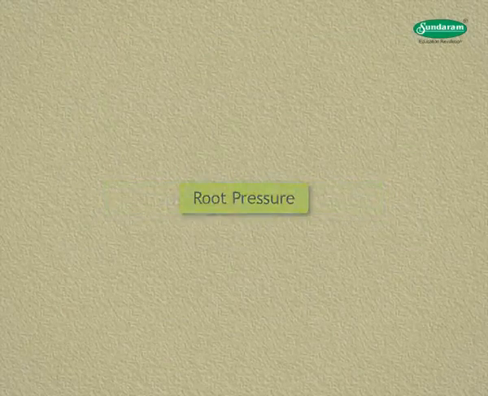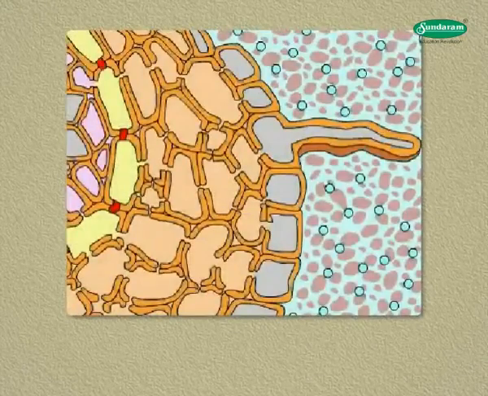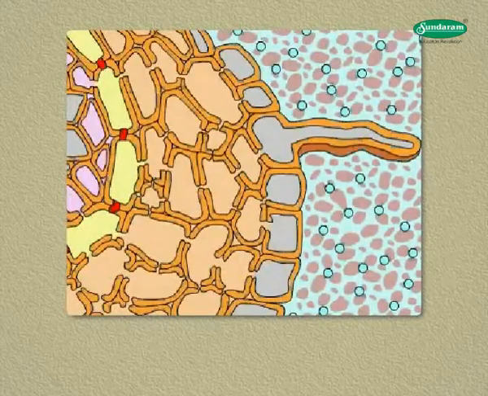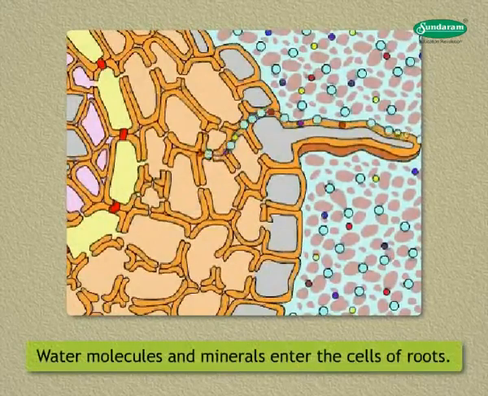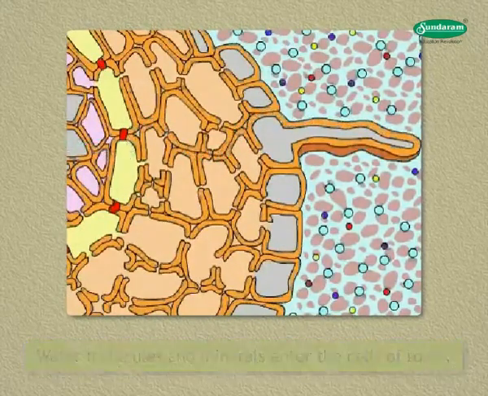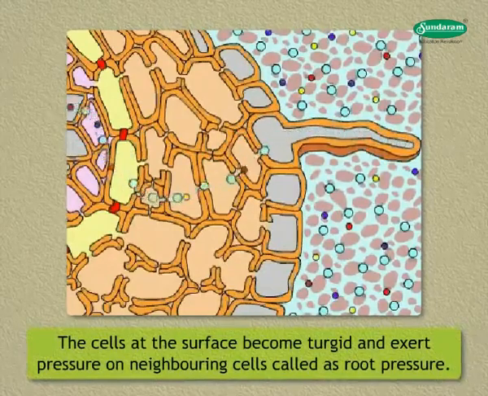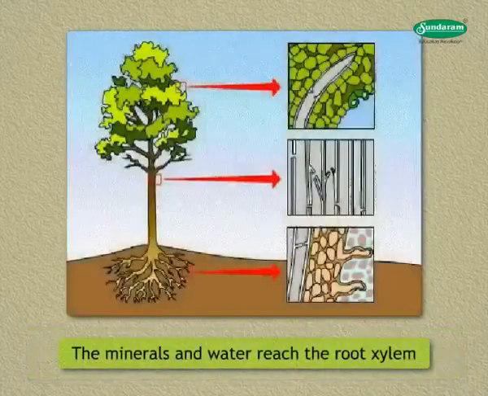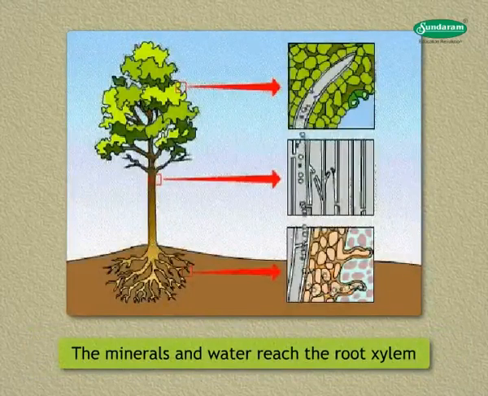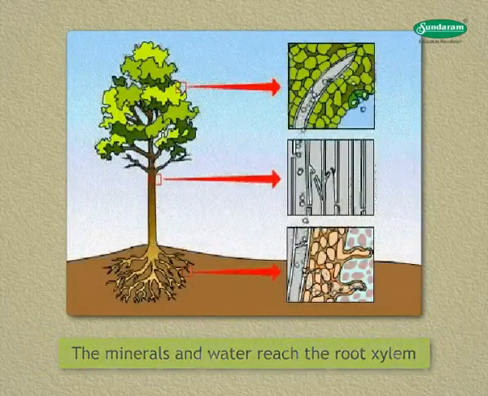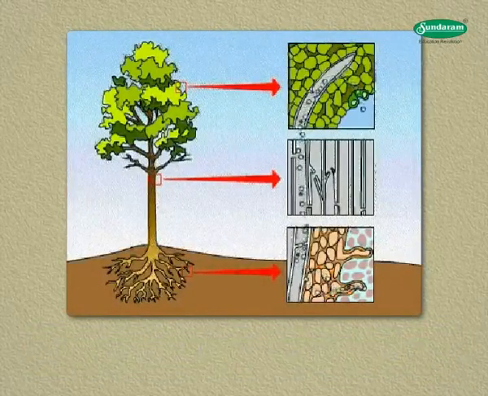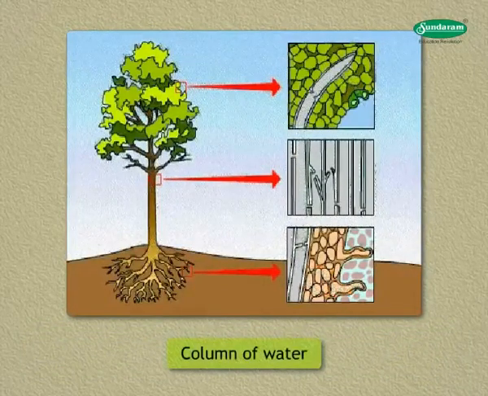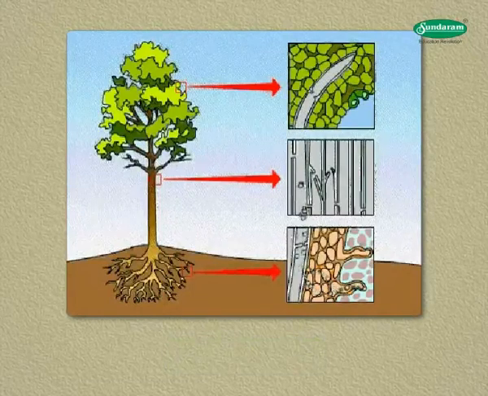Root pressure. Root cells are in contact with water and minerals present in the soil. Due to the difference in concentration, water molecules and minerals enter the cells of roots. The cells at the surface become turgid and exert pressure on neighboring cells, called root pressure. The minerals and water reach the root xylem and is pushed further and further to eliminate this difference. This steady movement creates a column of water that is steadily pushed upwards.